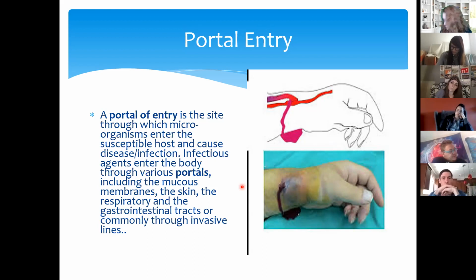Another big one that RTs have to worry about is when we place endotracheal tubes and put patients on a mechanical ventilator. We're putting a tube down their throat and into their lungs, so we want to make sure we're doing proper oral care. We clean out their mouth so that bacteria doesn't fall down into their lungs and cause pneumonia. Anything invasive, we want to make sure we're properly cleaning. We're checking for signs and symptoms to make sure they're not compromised.